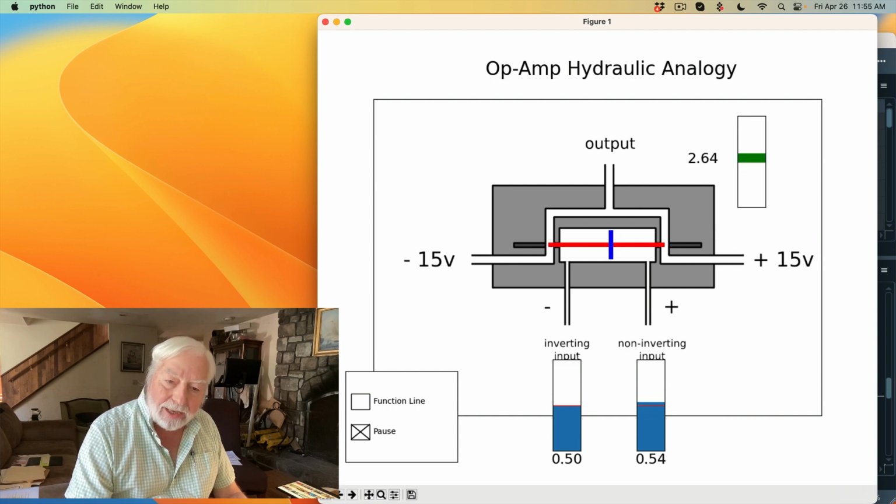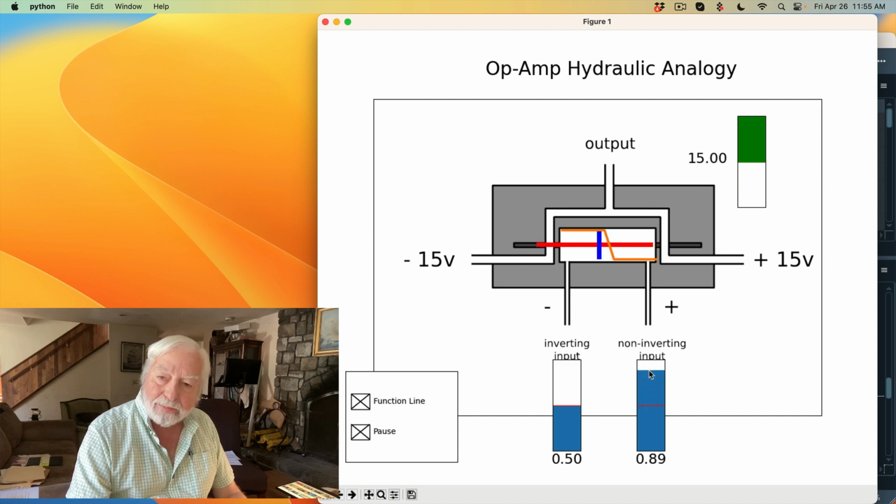Now, if I turn on this function line, you can see that although there's a bang-bang comparator performance beyond this limit, right in the middle there's a little linear range where the output is proportional to this input.